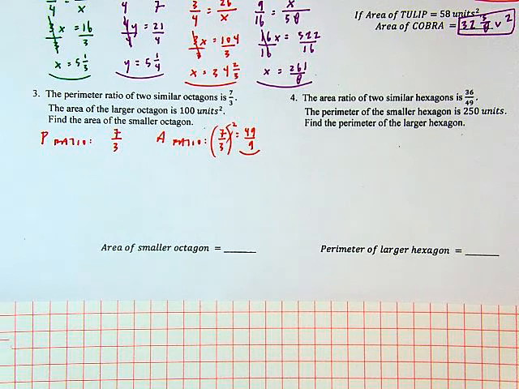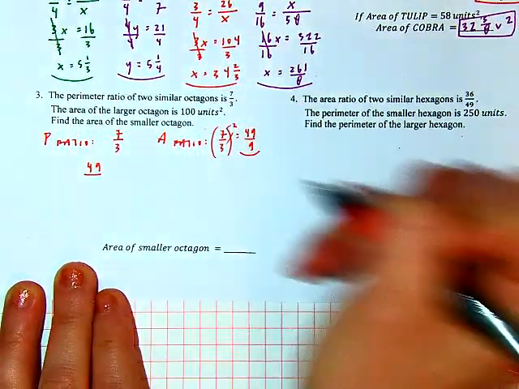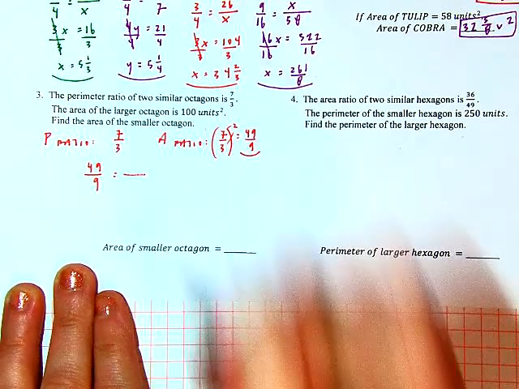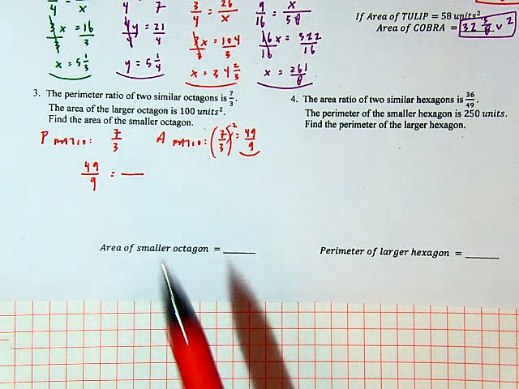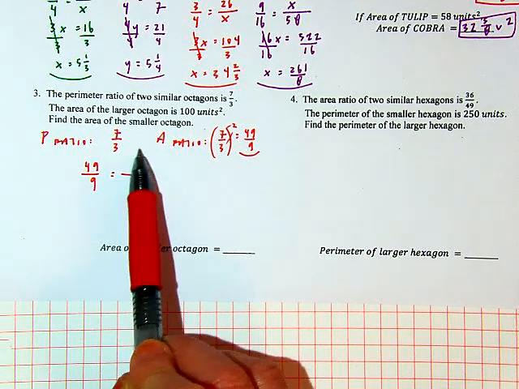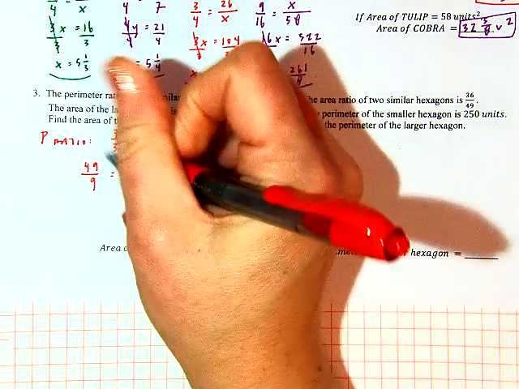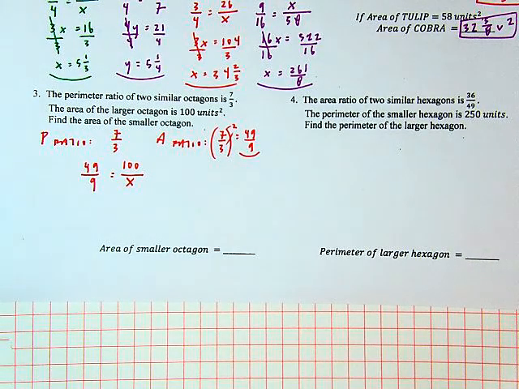Again, I have no picture here. I just have words. So I start off by writing that 49 is to 9. The area of the larger octagon is 100 square units. We want the area of the small one. So without a picture, I just need to be conscious of where I have my small number and where I have my large one. Since I'm stacking it as large to small over here, it needs to be large to small. I know my large is 100, so 100 goes on top, and I'm solving for the small. X goes on the bottom. And now I'm ready to cross multiply.